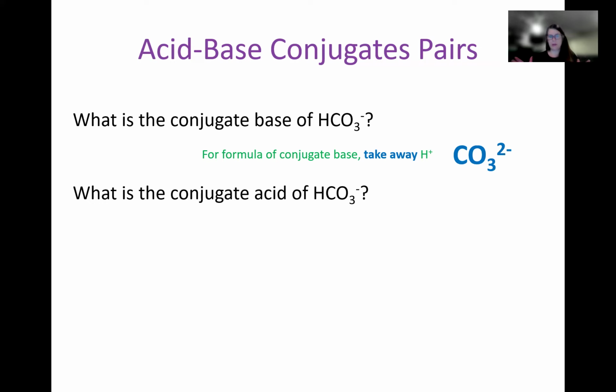For any time you're asked for a conjugate acid and you're given a formula, you're going to add an H atom and you're going to add one to the charge. So here we have one H, we would have two H's then. Here we have a -1 charge, we'd have an overall 0 charge in the end, and the answer is going to be H2CO3 or carbonic acid.